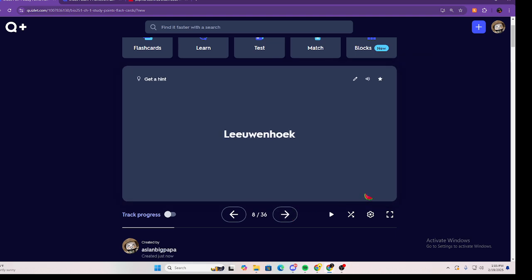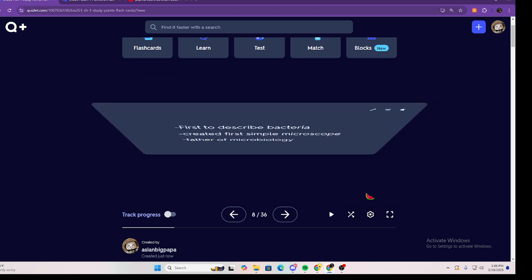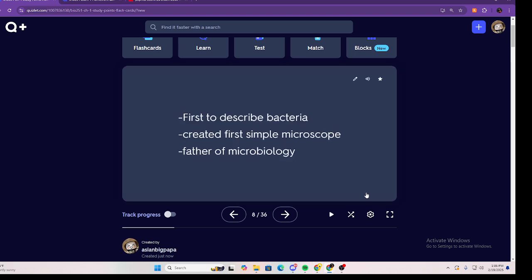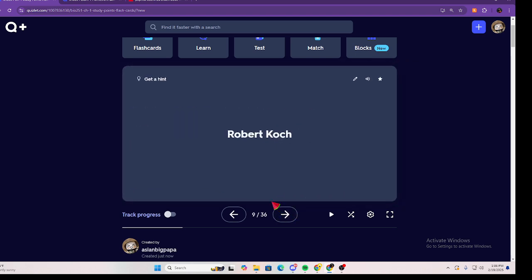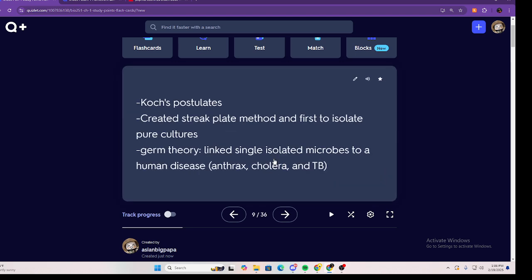Getting into the scientists, you need to know Leeuwenhoek. Who is Leeuwenhoek? He is the first to describe bacteria. He also created the first simple microscope and is the father of microbiology. I'll go more into him later. Another important scientist you need to know, Robert Koch. Koch made Koch's postulates. He created the streak plate method and was the first to isolate pure cultures. He also created germ theory, which linked single isolated microbes to a human disease. I'll get into that later.